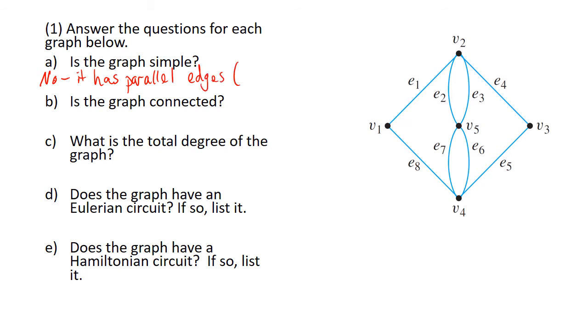For example, E2 and E4, as well as E6 and E7. You don't have to put that much detail in your answers, but that's just so you understand. Part B, is the graph connected? So yes, it is connected, and the reason there is because we can reach any vertex from any other vertex by walking along edges.